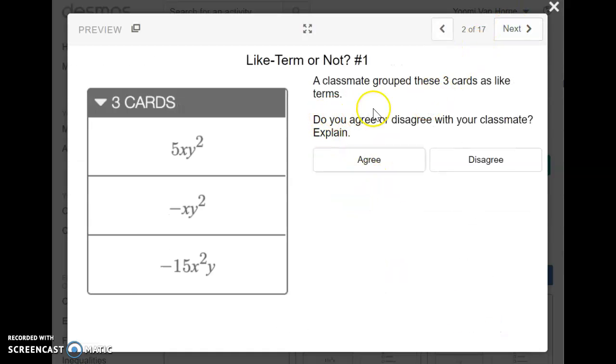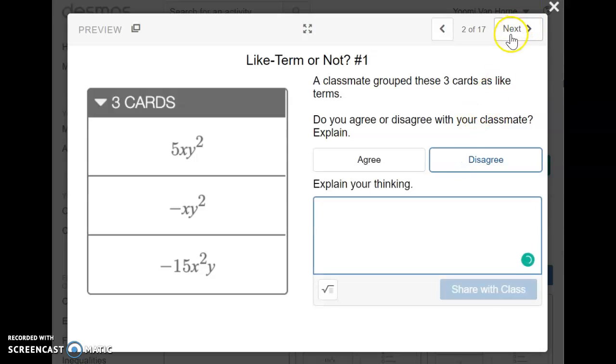Okay, let's keep going. A classmate grouped these 3 cards as like terms. Do you agree or disagree with your classmate? So xy squared, and x squared y. The y needs to have the exponent of 2, but it only has an exponent of 1, and x should only have 1. So I disagree. And you can explain your thinking. Remember that not only do variables have to be the same, but the exponents for each of the variables have to be the same. That is the reason.